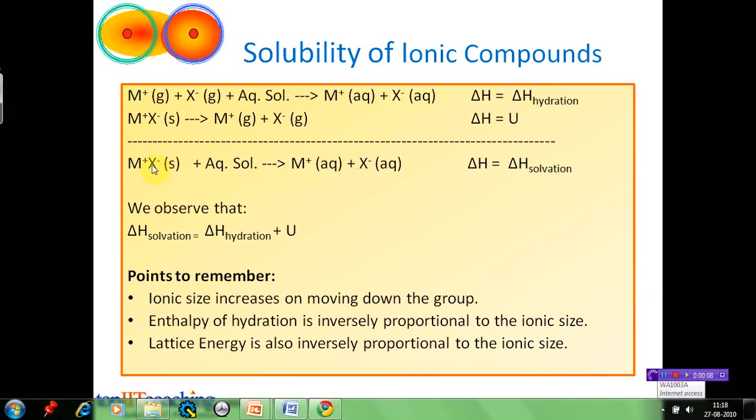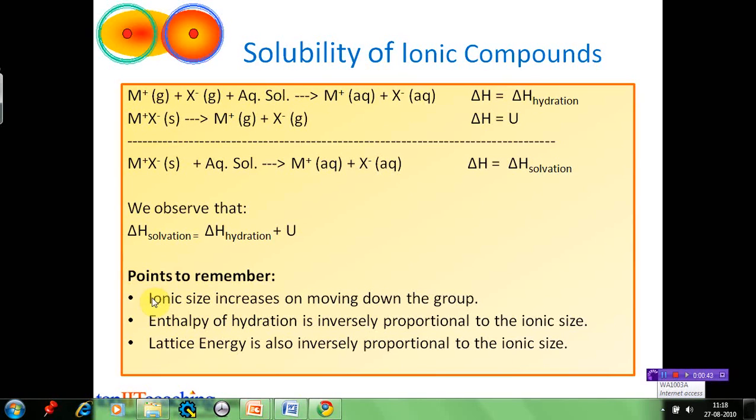Now, if you remember, this was the first equation that we discussed. That was equation A. This is equation B, and this is equation C. Now, if we add equation B and equation C, we obtain equation A. So we can say that delta H solvation will be equal to the sum of delta H hydration and U, where delta H solvation depicts enthalpy of solvation, delta H hydration stands for the enthalpy of hydration, and U is the lattice energy.